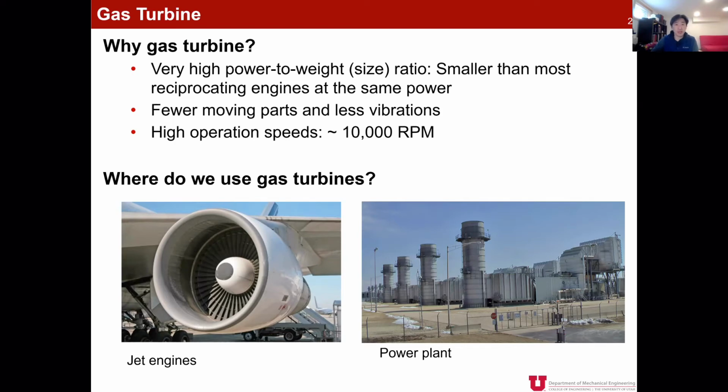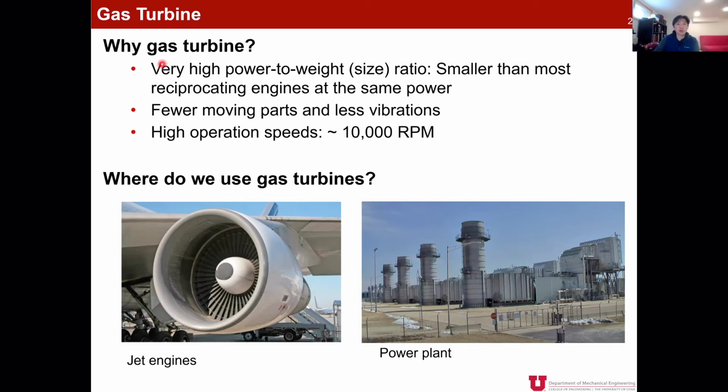turbine. And because of this unique feature of a gas turbine, it has several very compelling advantages over reciprocating engines. I show you a couple of advantages here as we see in this slide. So why should we use a gas turbine? Why is the gas turbine very popular, particularly in several applications?